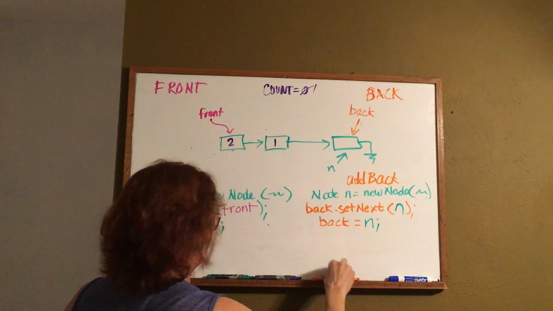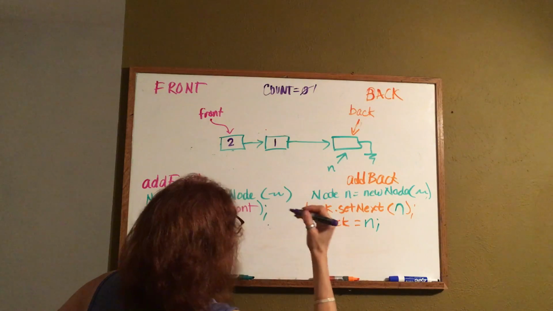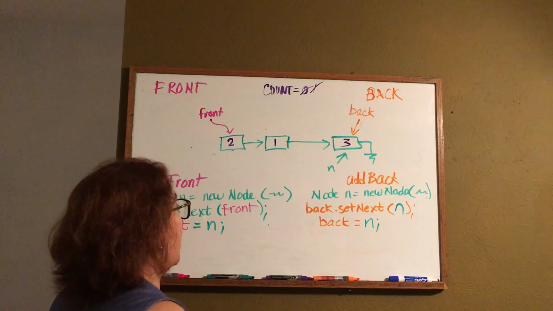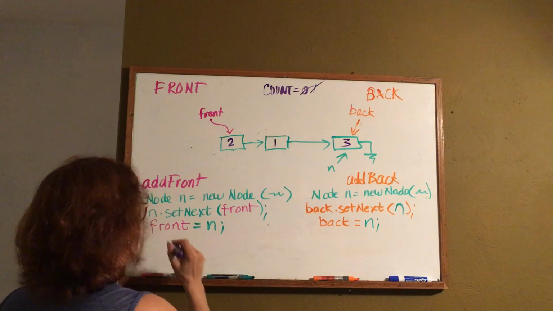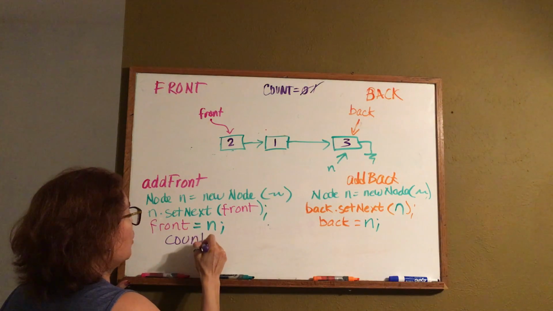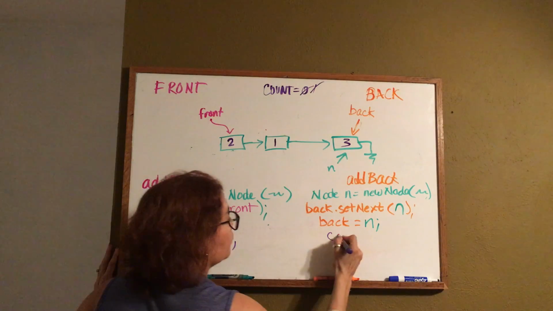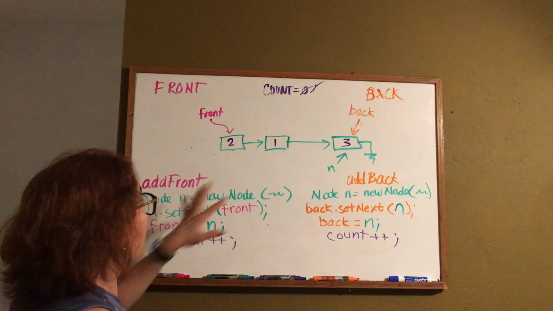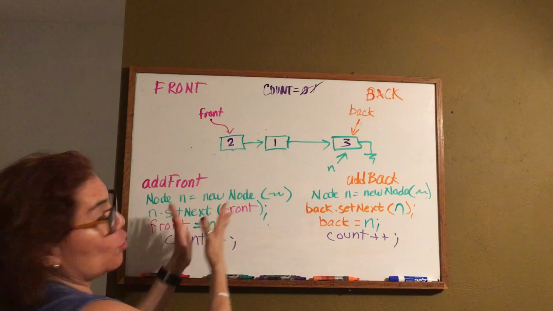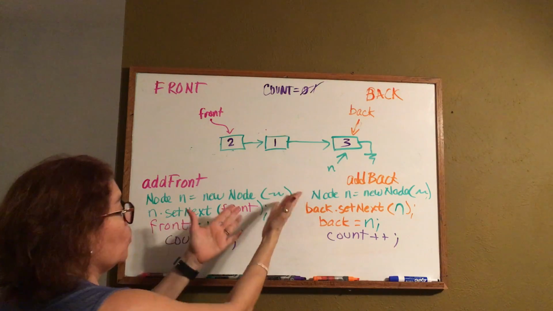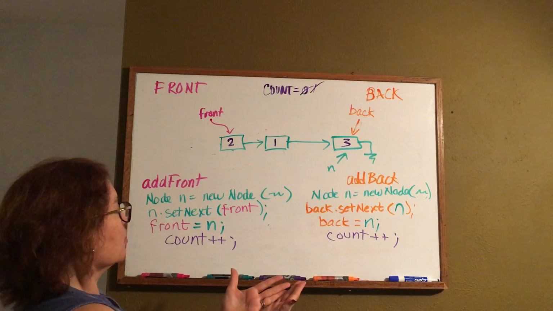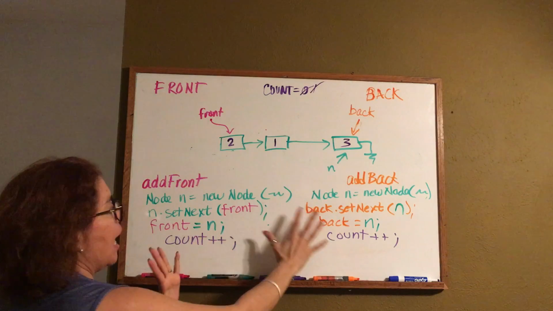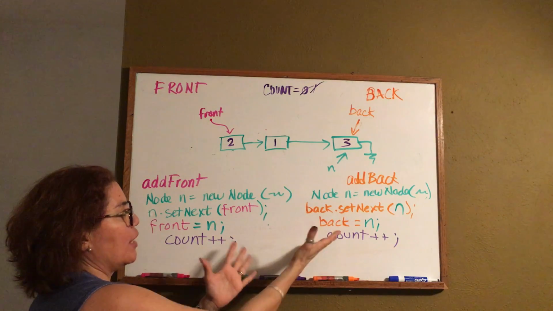Okay? And do not forget to increment the count, and that's going to be the third node that I added. Okay, so both of them will end with count plus plus. Okay, so what I have now is that I am adding to the front or to the back. Now look at the code, and it looks kind of similar, right? Look at the way it's written, and it's just adding to the front or adding to the back.